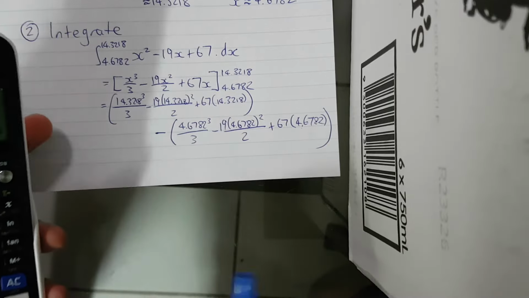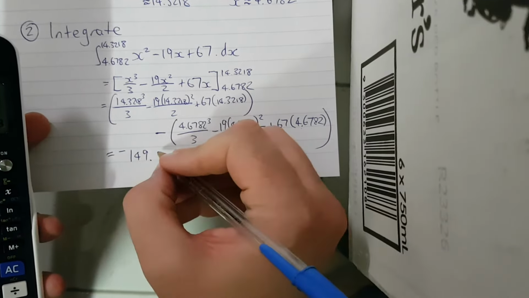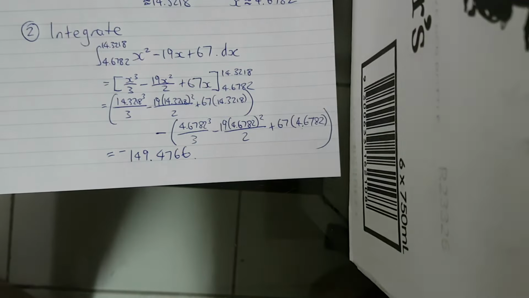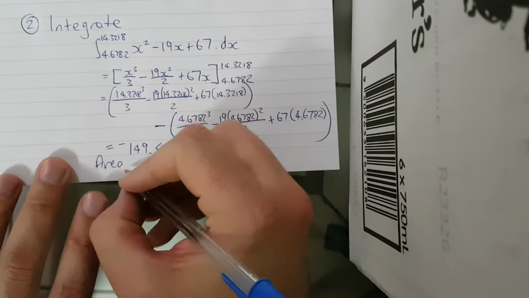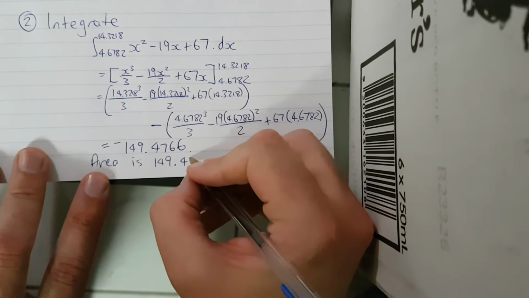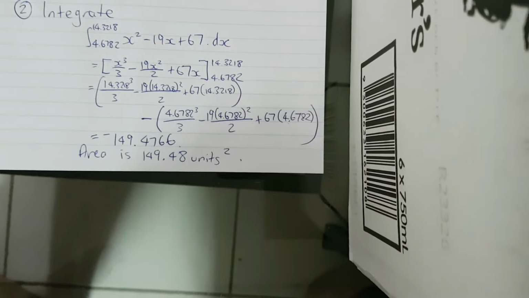It gave me negative 149.4766. Now, given that area has to be positive, we say the area between the two is 149.48 units squared. There we go.